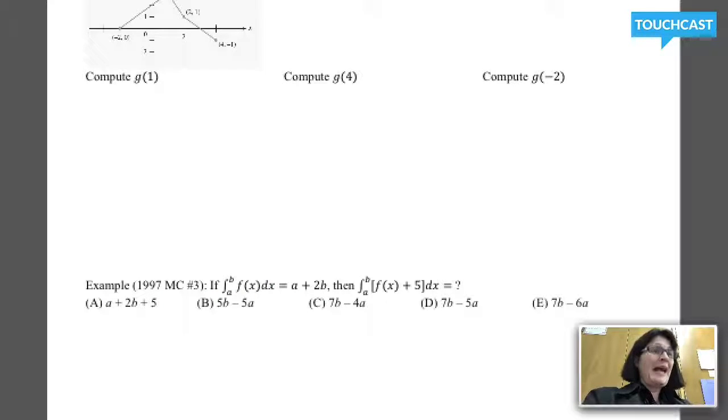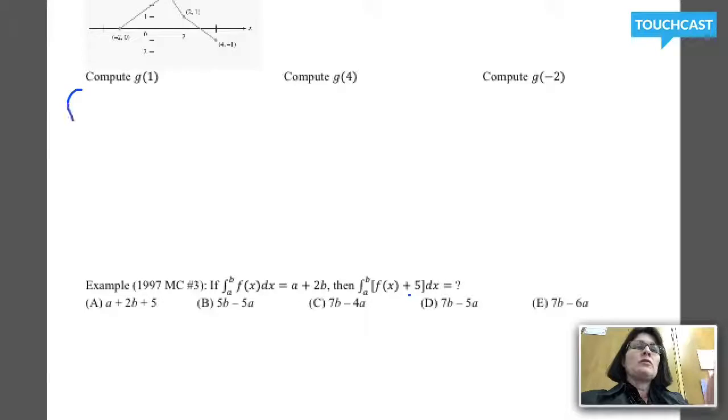This is a great little problem from an actual AP test. Again, we're practicing using the properties for definite integrals. I have the integral from a to b of f of x, and I know that that is equal to a plus 2b. Can I find the integral from a to b of f of x plus 5? So I notice that I have an addition sign here in my integrand. I'm going to rewrite this integral as a sum of 2 separate integrals.